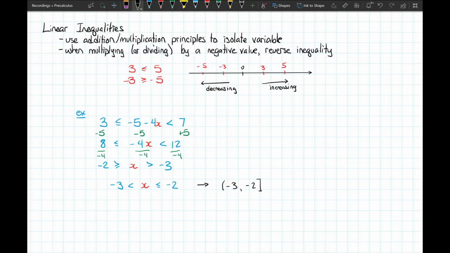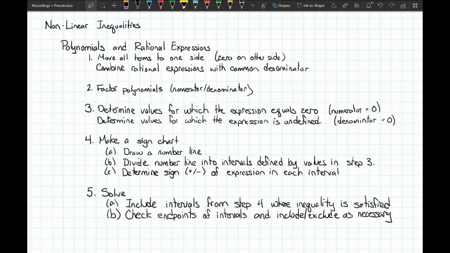Now, what about nonlinear inequalities? We might have to look at some different types of nonlinear inequalities. Quadratic is a very common kind. We can also look at absolute value inequalities as well. Okay, for nonlinear inequalities, it might be best to have sort of a list of guidelines.